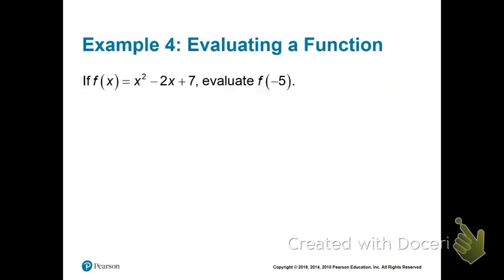So our example says if f of x is equal to x squared minus 2x plus 7, evaluate f of negative 5. I'm going to write this right underneath here on purpose. If I have f of negative 5, look at these two. What is the only difference between them? Where we had an x, we now have that negative 5. Remember, what you do to one side of the equation, you do to the other. So everywhere there's an x, we're going to put a negative 5.